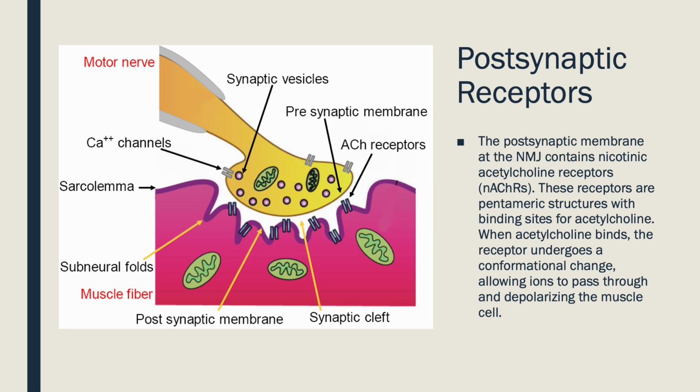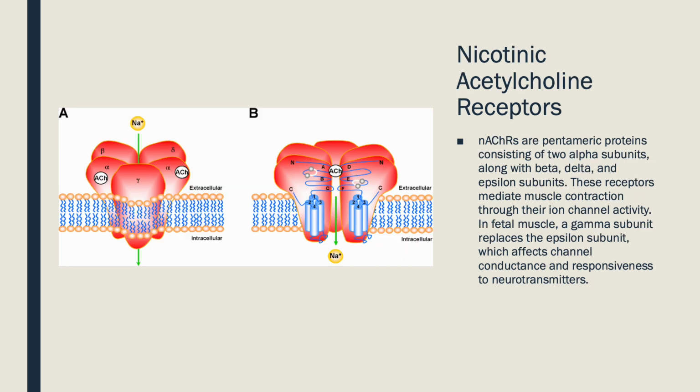So, nicotinic acetylcholine receptors are postsynaptic. Acetylcholine binding causes those pentameric receptors, those 5 subunits around that central pore, to open, and ion movement comes in, and this leads to depolarization. Acetylcholinesterase is an enzyme located in the synaptic cleft, and this will terminate the signal and allow for relaxation.